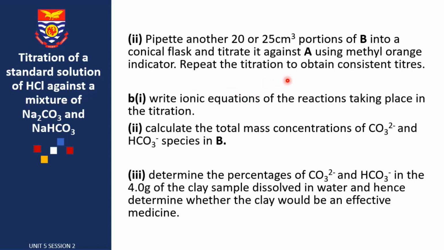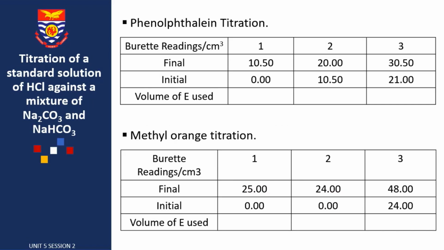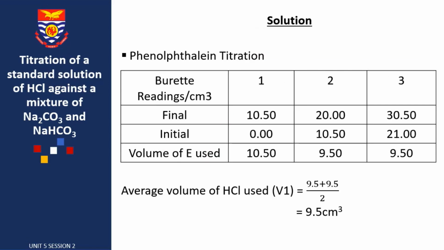Write ionic equations of the reactions taking place in the titration, and calculate the mass concentrations of the carbonate and bicarbonate. After that, determine the percentages of the carbonate and bicarbonate in the 4 grams of the clay sample dissolved in water, and hence tell whether the clay will be an effective medicine. Okay, so let's proceed. These are the tables that we should use: phenolphthalein titration and methyl orange titration. We need to complete the tables and find our average volumes of acid.